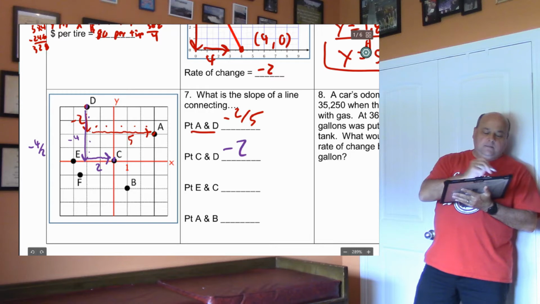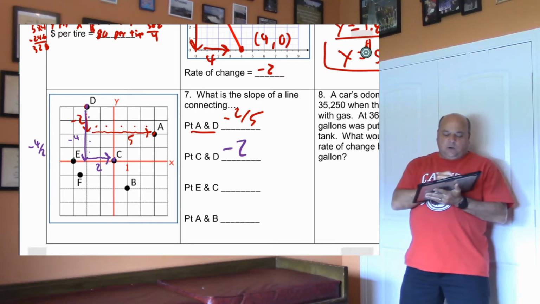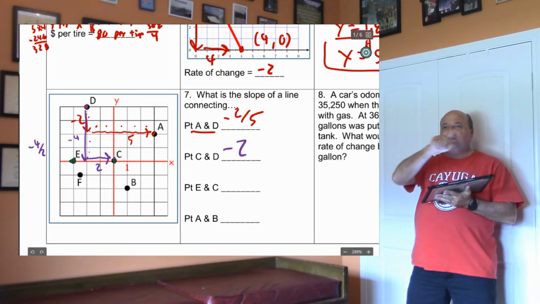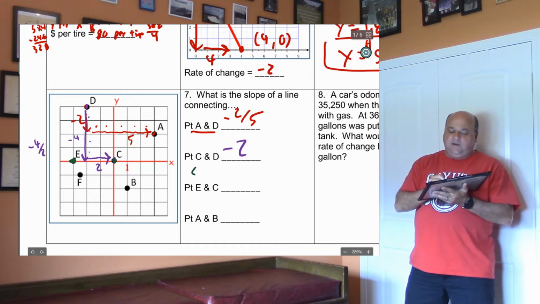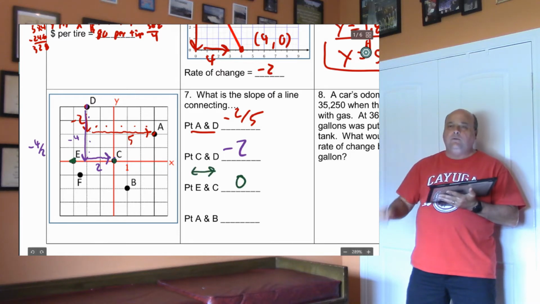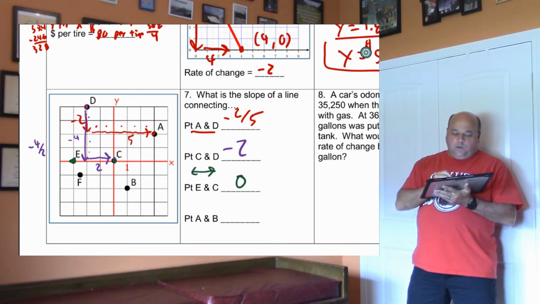Change colors again. Point E to C. So I want to go from here to here. That's just a flat line, isn't it? A flat line has a slope of 0. And point A to point B.